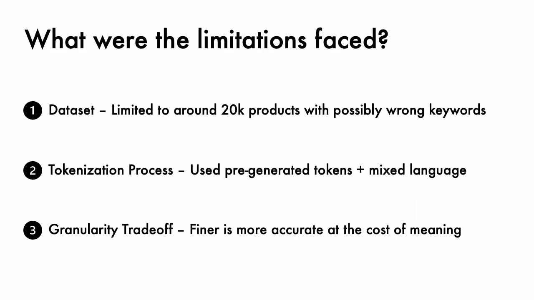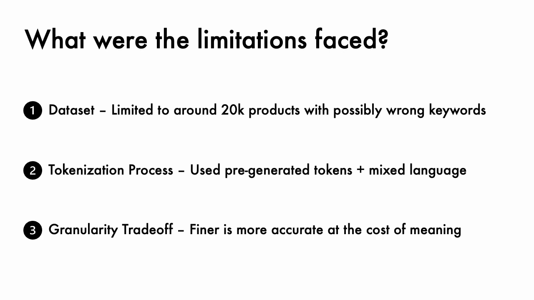So first, the dataset was limited to around 20,000 products with keywords that are possibly incorrectly labeled. For such a large amount of products, the input process of creating a new entry could leave room for error in a subjective field such as keywords. This could then lead to low-quality keywords that don't identify the products well, leading to misinterpretation of the data used.